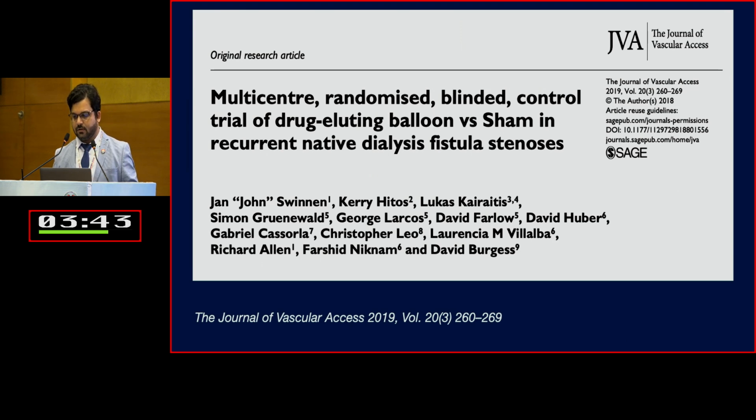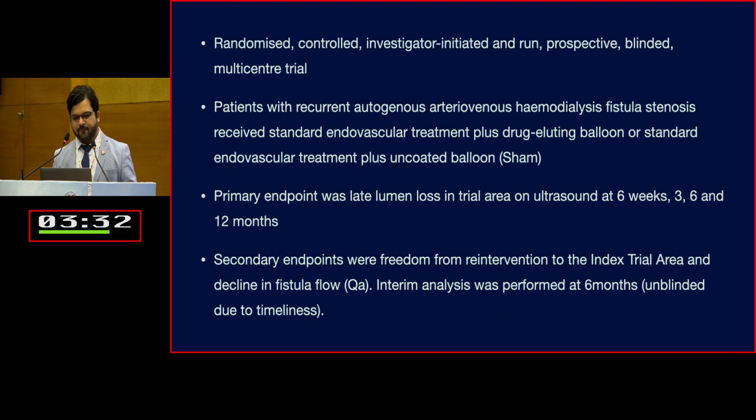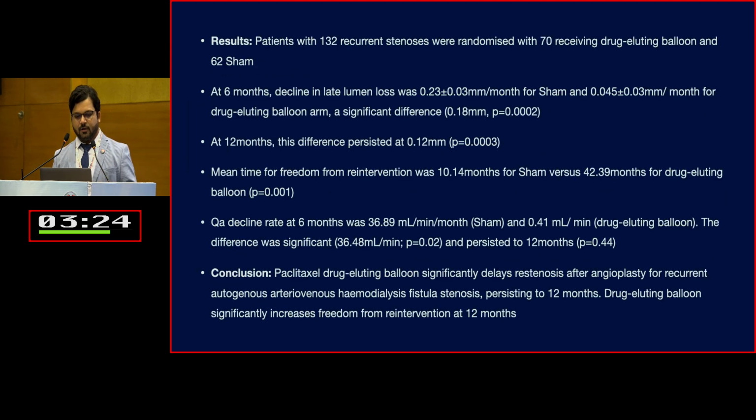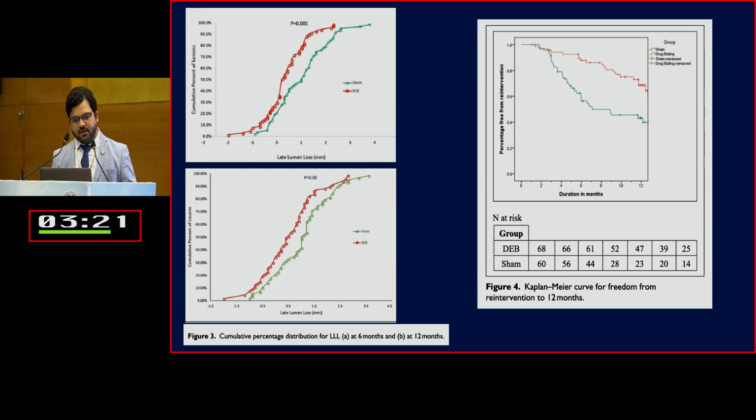This was published in the Journal of Vascular Access in the year 2019, and it was a multi-center randomized blinded control trial of DCB versus standard balloon in recurrent native dialysis fistula stenosis. The primary endpoint of this study was late lumen loss in the trial area by ultrasound at 6 weeks, 3, 6 and 12 months. Again, we can see from the charts that the late lumen loss was lesser in the drug-coated balloon group and more in the normal balloon group. And when we come to freedom from re-intervention, that was also better in the drug-coated balloon group as compared to the normal balloon group.